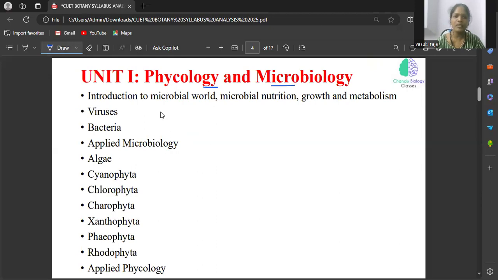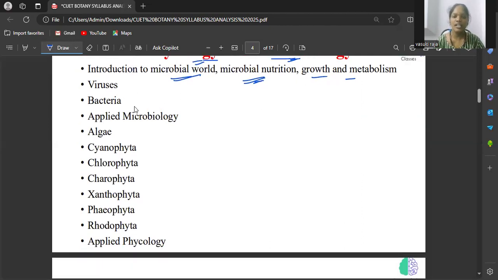We know that. And here we are going to give an introduction about the microbial world, microbial nutrition, growth, and metabolism. As I said before, phycology is related to the study of algae, and microbiology is related to the study about microbes and how their world looks like, what is their microbial nutrition, how they grow, and what is their metabolism, and what else, the microbes, virus, bacteria. Okay, and applied microbiology.